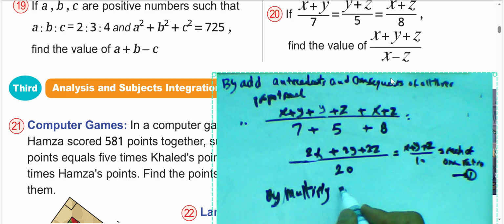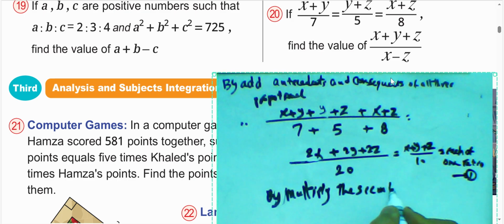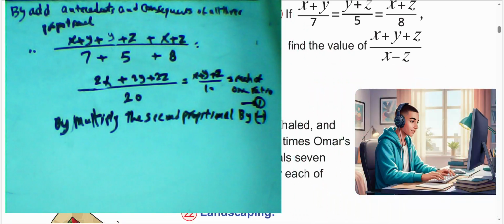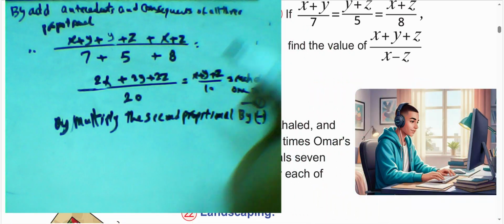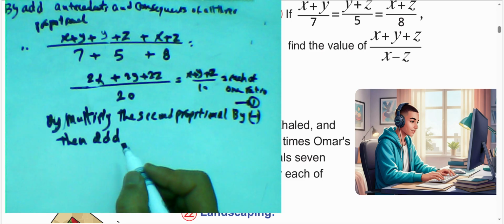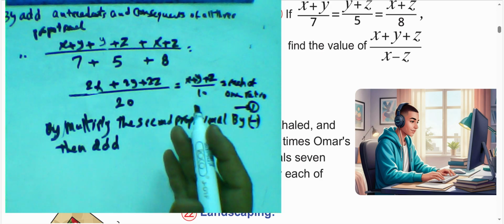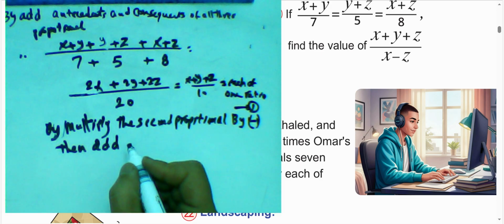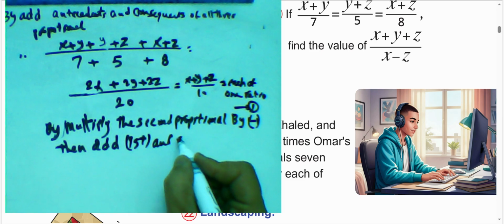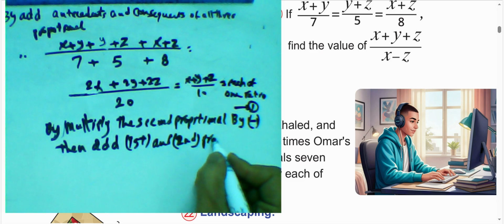So by multiplying the second proportion by negative 1. Okay, my students, I will multiply the second by negative 1. Then we add the antecedent and consequent between the first and second proportions.